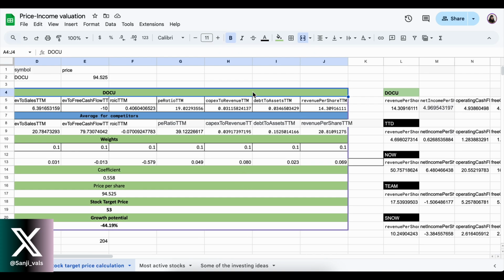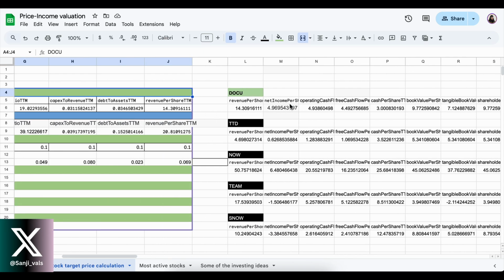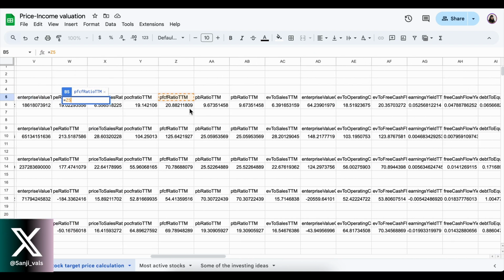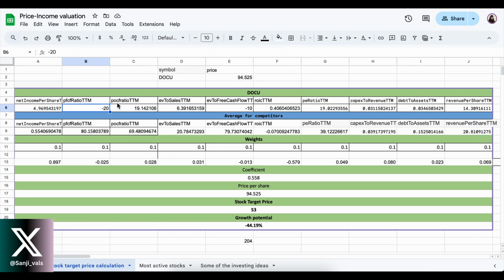I simply input the stock ticker and then Financial Modeling Prep fetches all the data from here, and I put the selected data, for example, the price to free cash flow ratio. There is a formula. I'm putting it from here. It is 20.88, and I'm extracting this data to here.